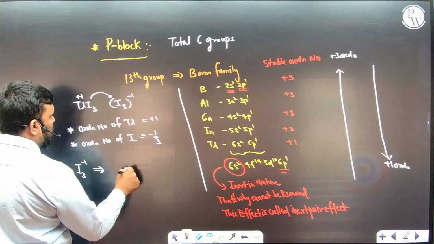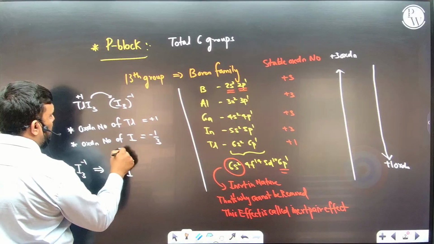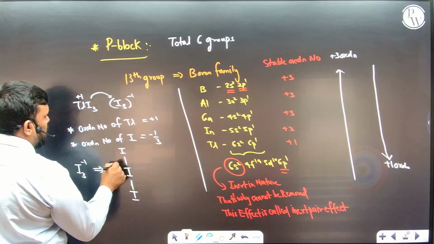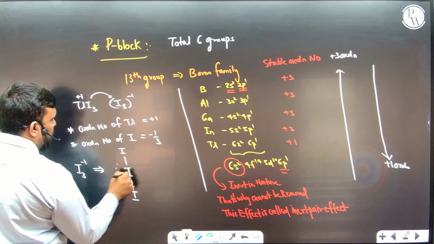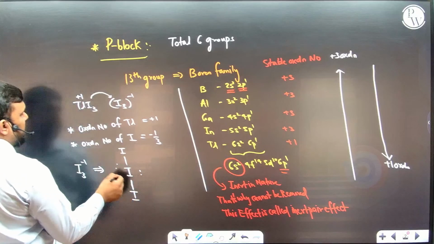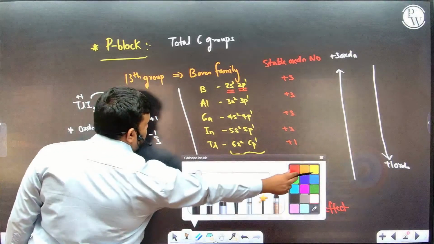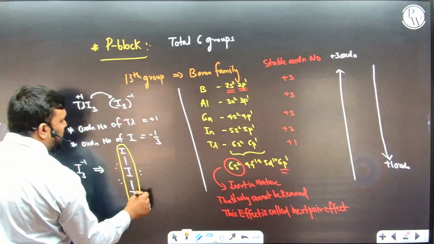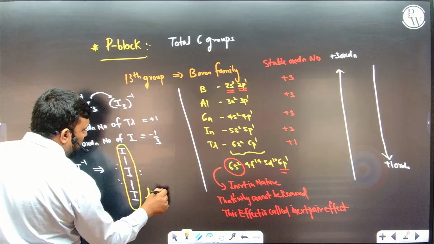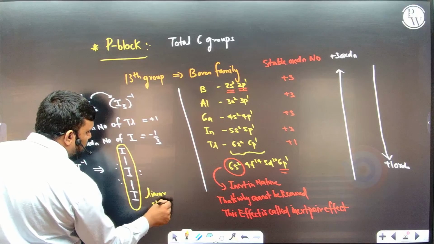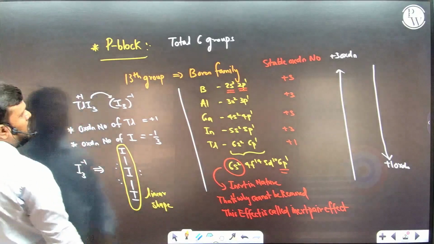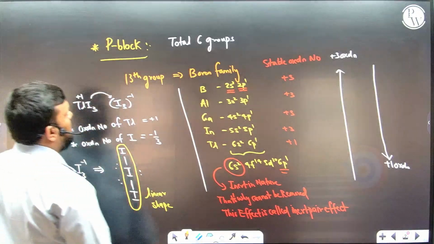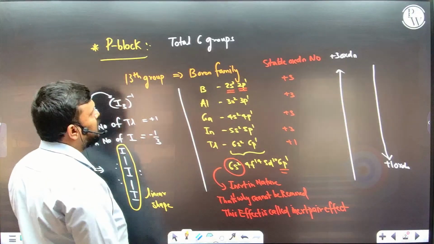Okay. And also in this they can ask you what will be the structure of this I3 minus. Everybody knows we studied this I3 minus in the chemical bonding chapter. This will be the structure of I3 minus. You can see, neglecting the lone pairs, we get a linear shape over here, so it will have a linear shape.